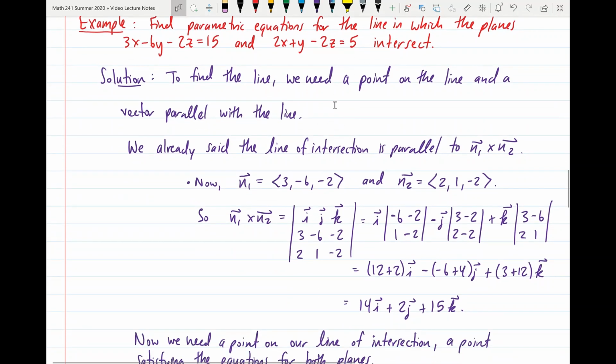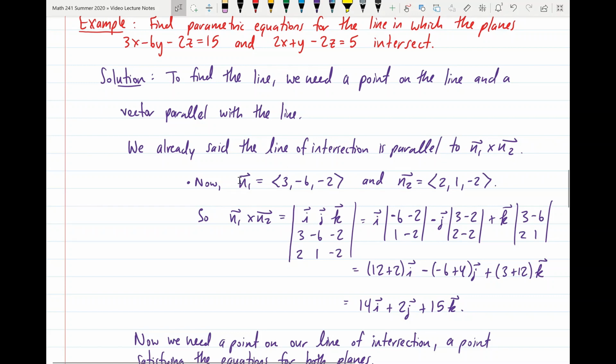To find the line, we need two pieces of information. Remember, two pieces of information are needed. We need a point that lies on the line, and we need a vector parallel with the line. We already said that the line of intersection, the line that we want to find, is going to be parallel to the cross product of the normal vector for our first plane and the normal vector for our second plane.